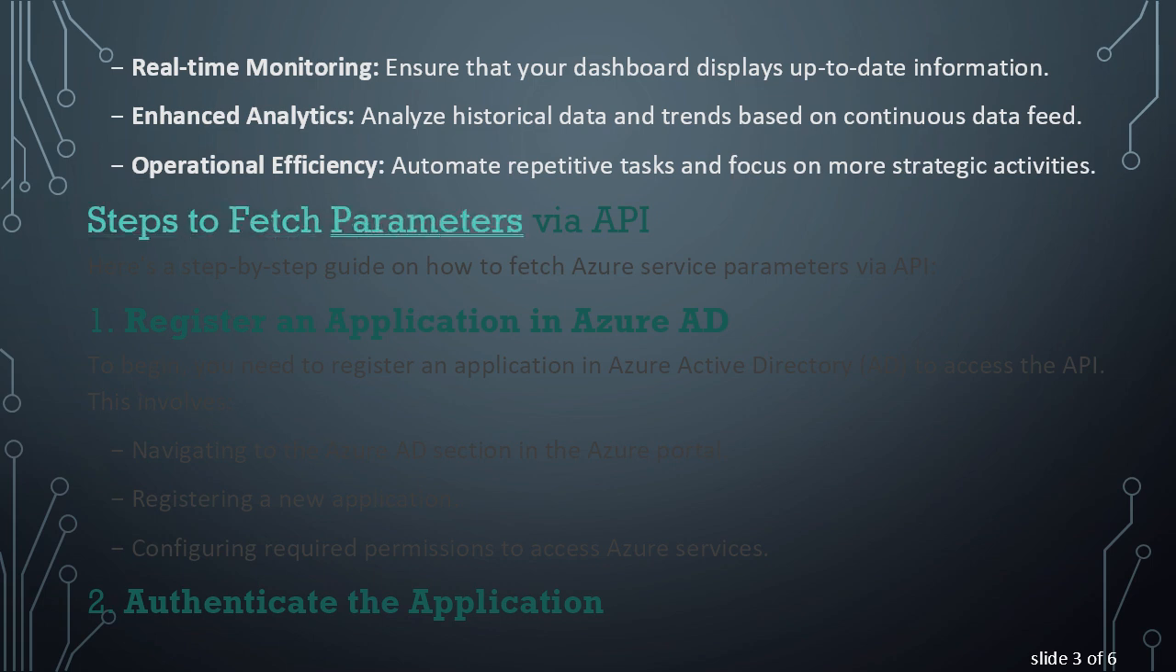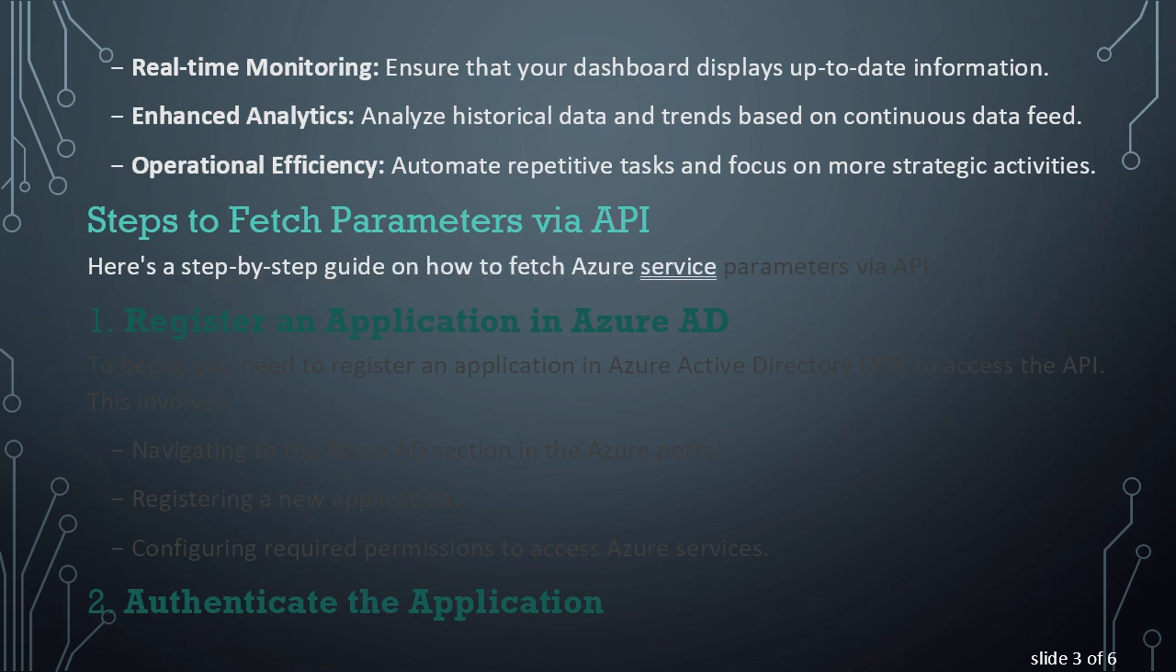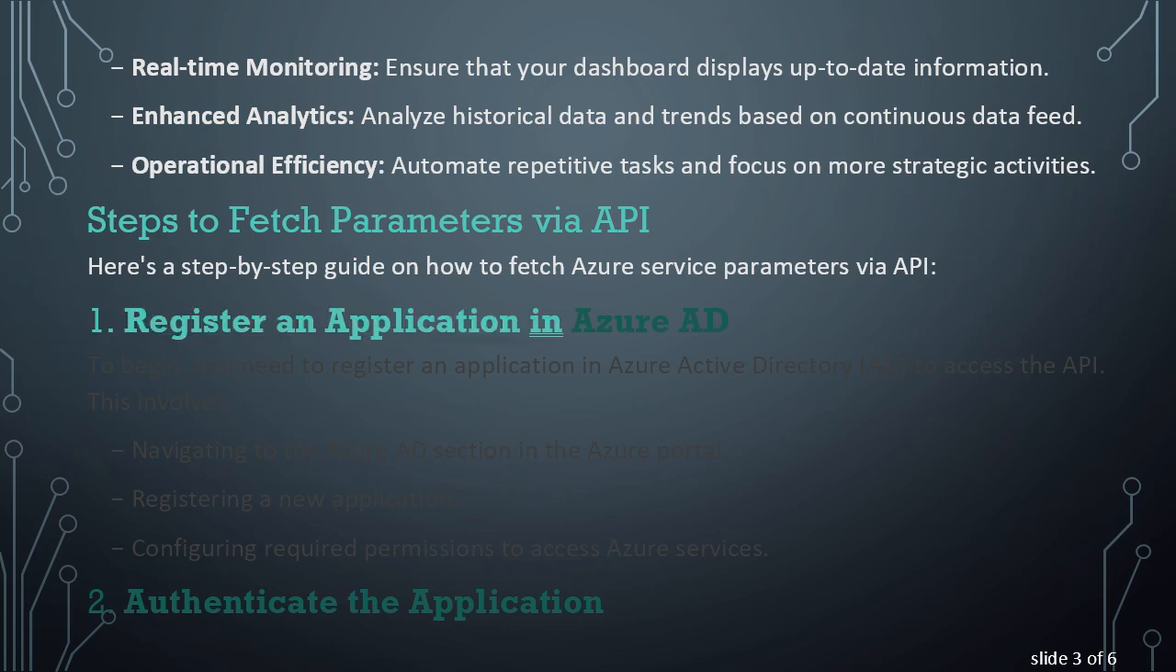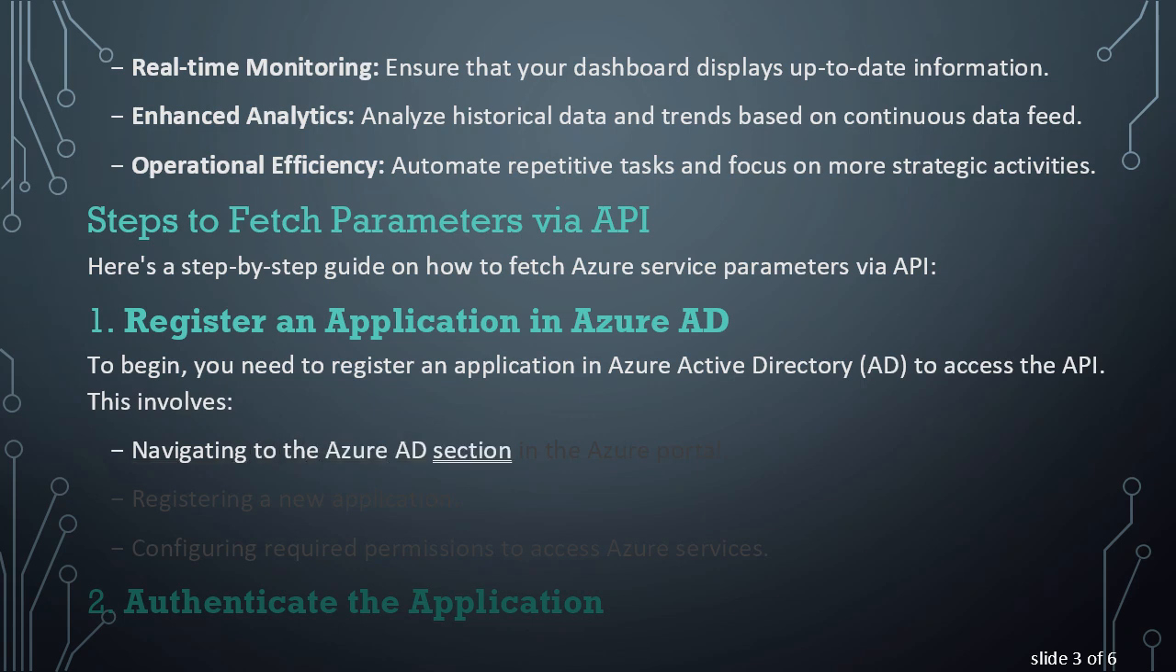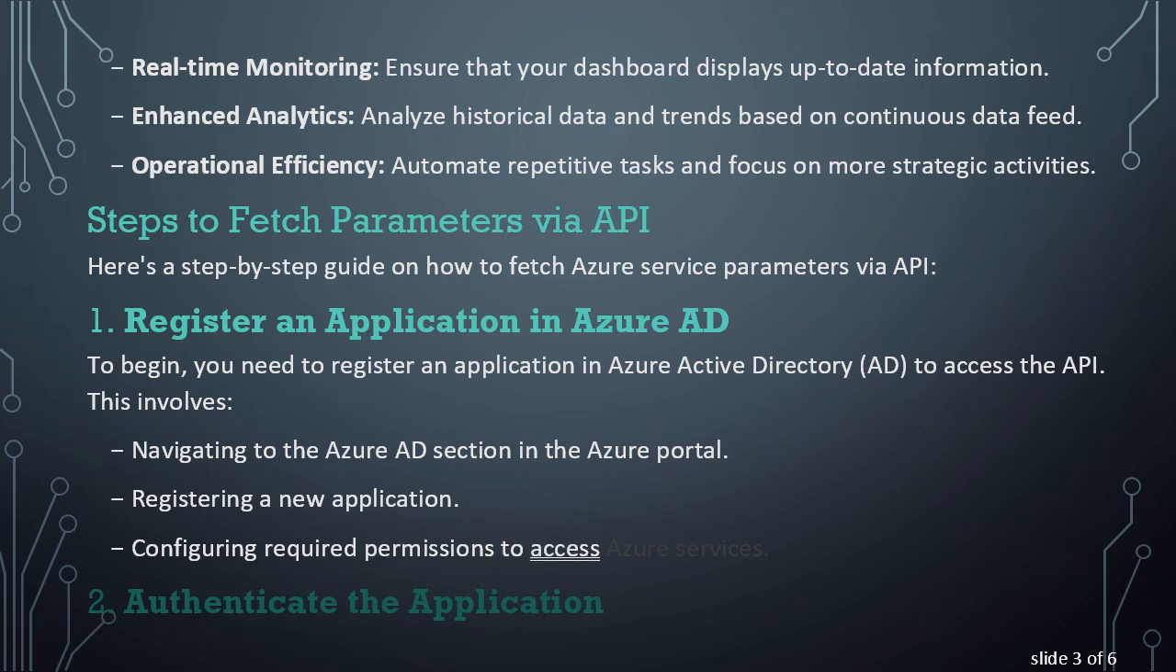Steps to fetch parameters via API. Here's a step-by-step guide on how to fetch Azure Service Parameters via API. 1. Register an application in Azure AD. To begin, you need to register an application in Azure Active Directory (AD) to access the API. This involves navigating to the Azure AD section in the Azure portal, registering a new application, configuring required permissions to access Azure services.